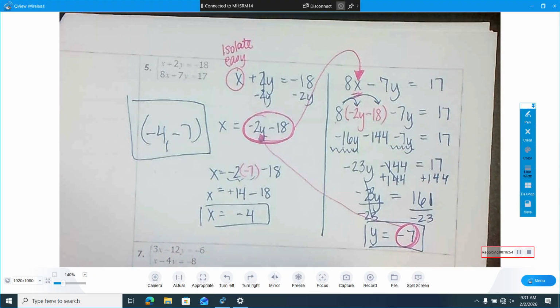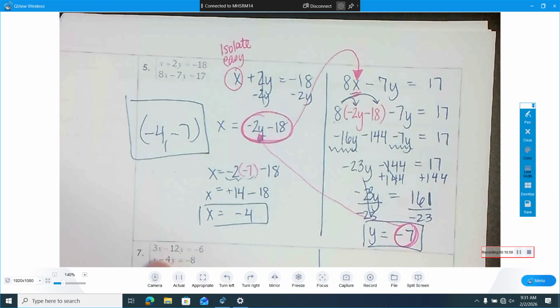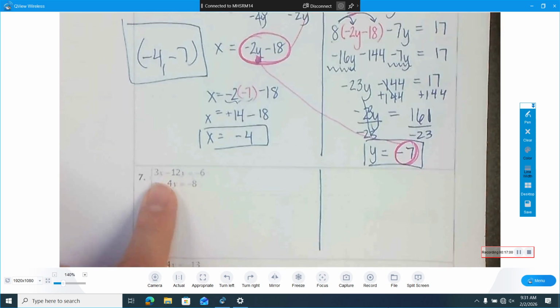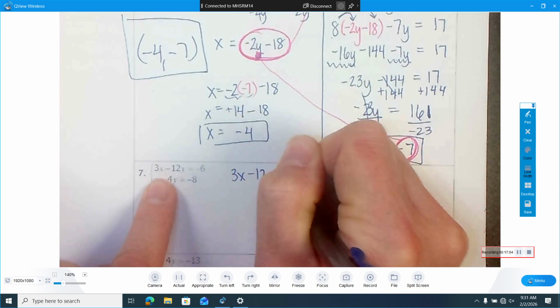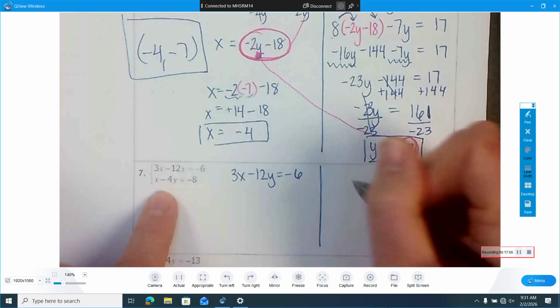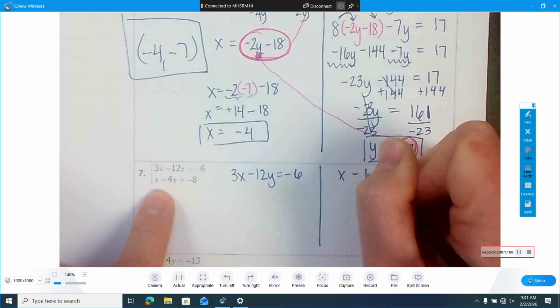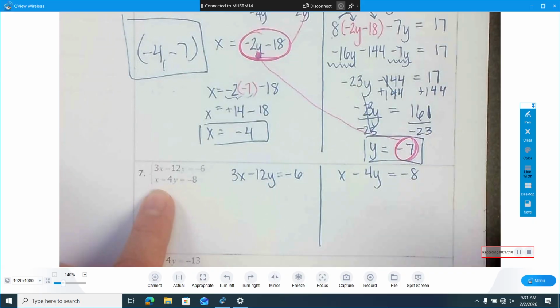All right, last one, ladies and gentlemen. Last one we're going to do right now. I have 3x minus 12y equals negative 6 in one column, and x minus 4y equals negative 8 in the other column.